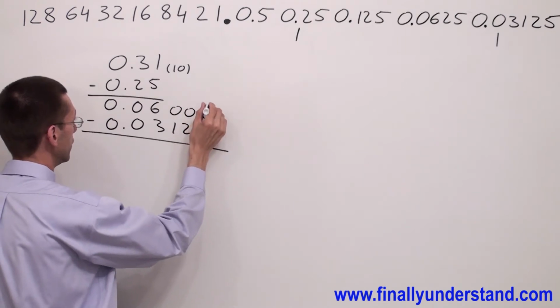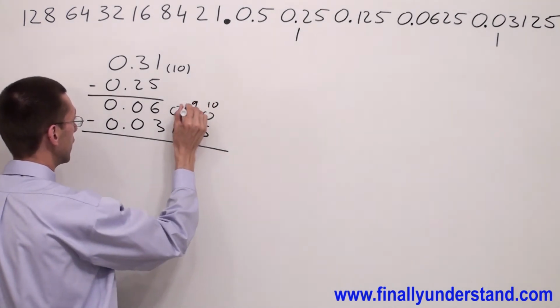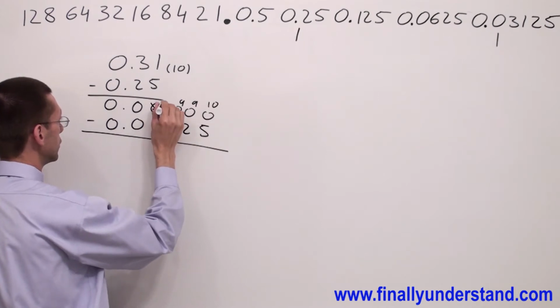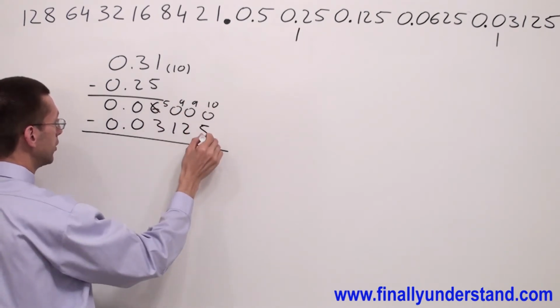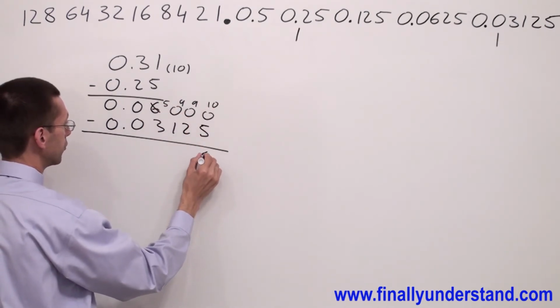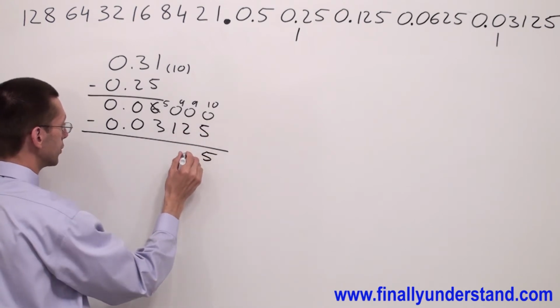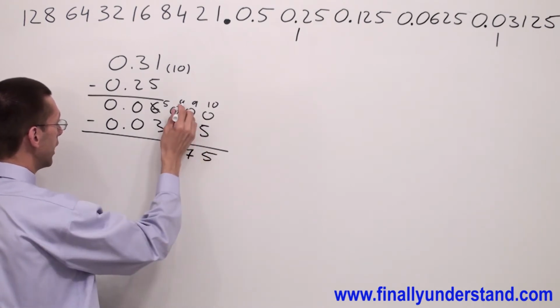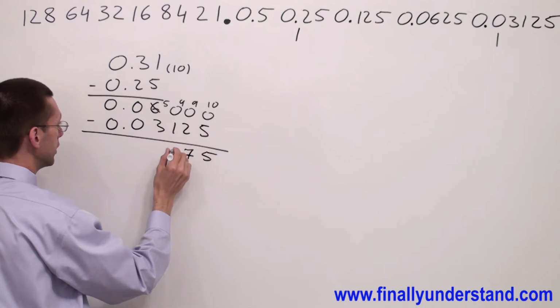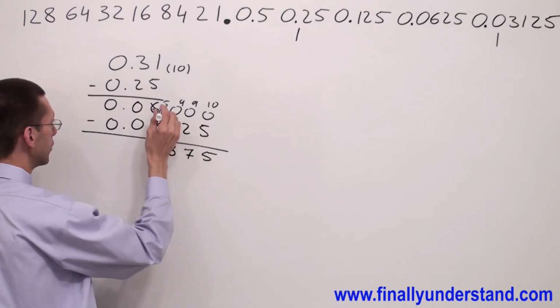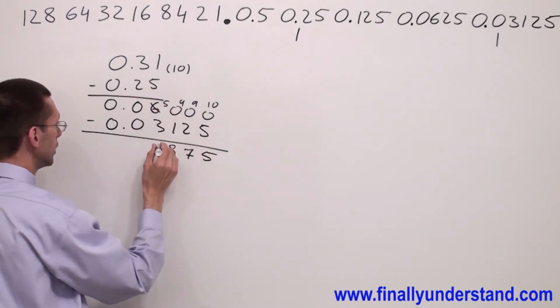This is going to be 10, 9, 9. This is going to be 5. 10 minus 5 is 5. 9 minus 2 is 7. 9 minus 1 is 8. And I have 5 minus 3 is 2.